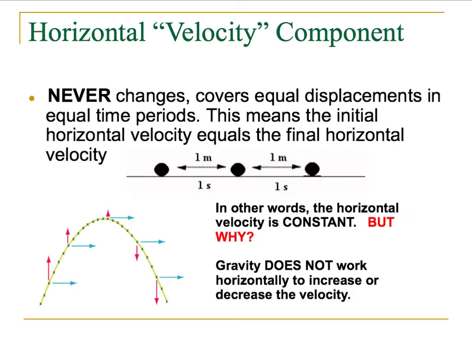So to reiterate, the horizontal velocity component is going to be constant all the time, meaning it never changes. Equal displacements are going to be covered in equal time periods, and this is important. Initial horizontal velocity equals the final horizontal velocity, so it's constant. Why is it constant? Because there's no force acting in this direction. The only force that acts on a projectile once it's in the air is gravity, and gravity does not work horizontally. It's not going to influence that horizontal velocity.